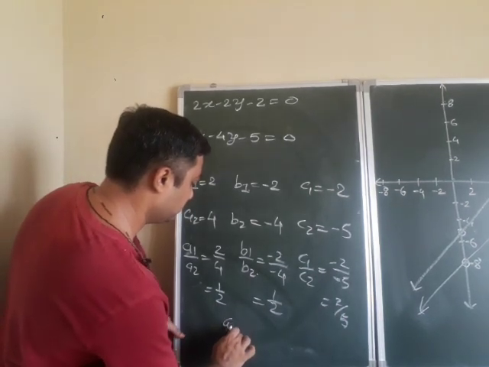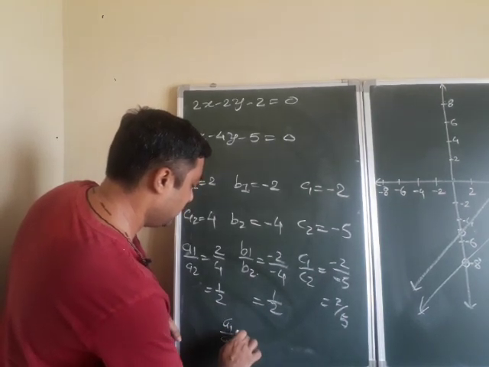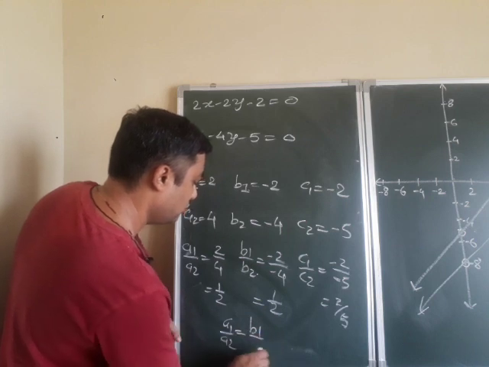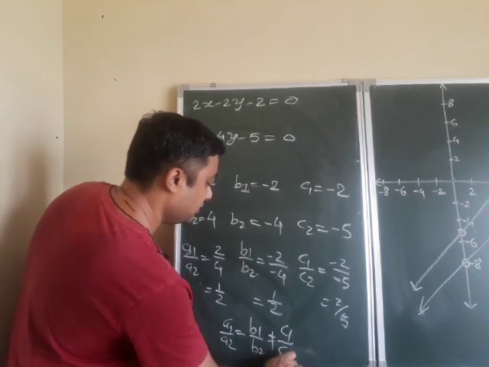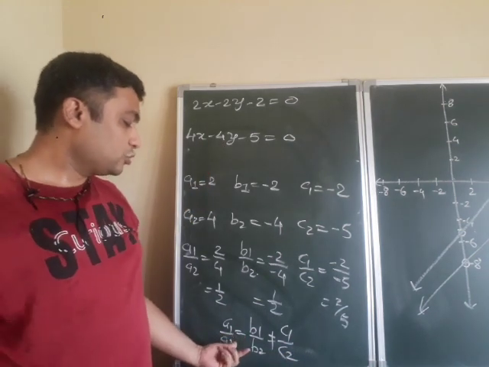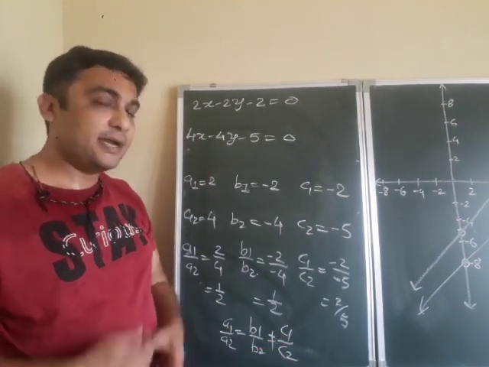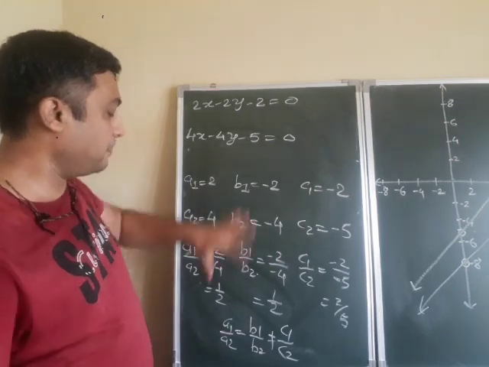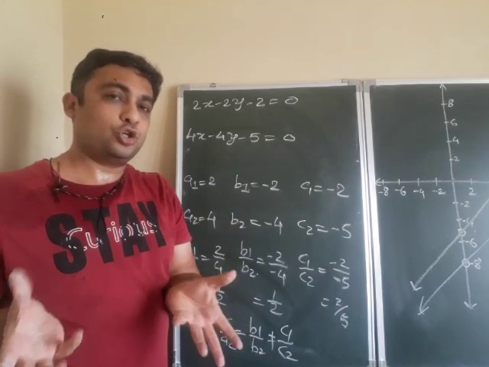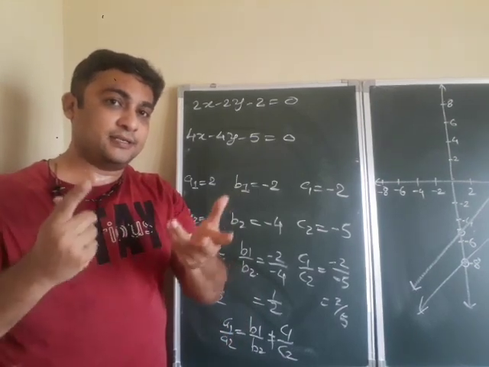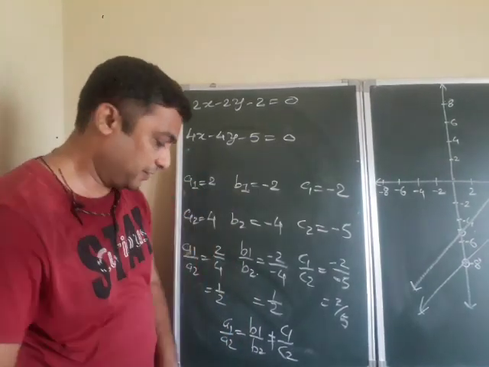So write down, A1 upon A2 is equal to B1 upon B2, which is not equal to C1 by C2. So this shows the parallel lines. If all three are equal, they are coincident. So this shows the parallel line. So write down, hence the lines are parallel. So no solution. So the system is inconsistent. Okay, fine.